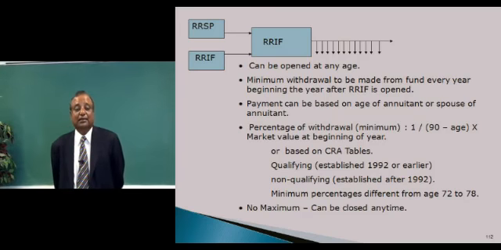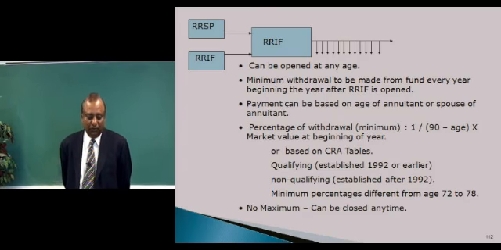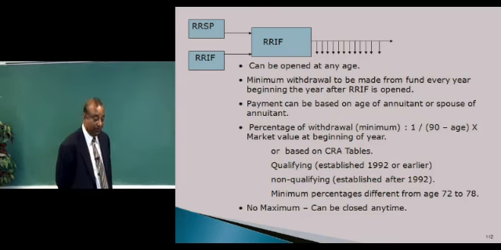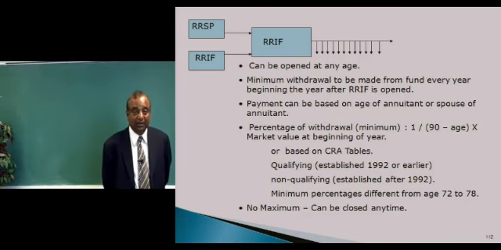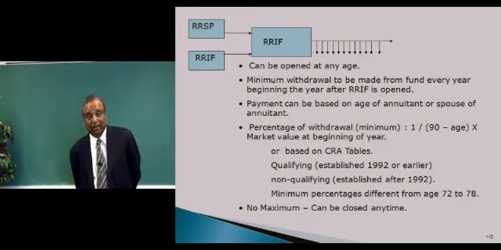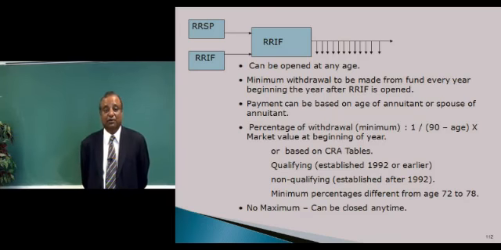But the rule is every year you have to make a minimum withdrawal from your RIF, from the year after you establish the RIF. So if you transfer your balance from an RRSP to a RIF when you are 71, from the year you turn 72 onwards, every year you have to make a minimum withdrawal. It's mandated.